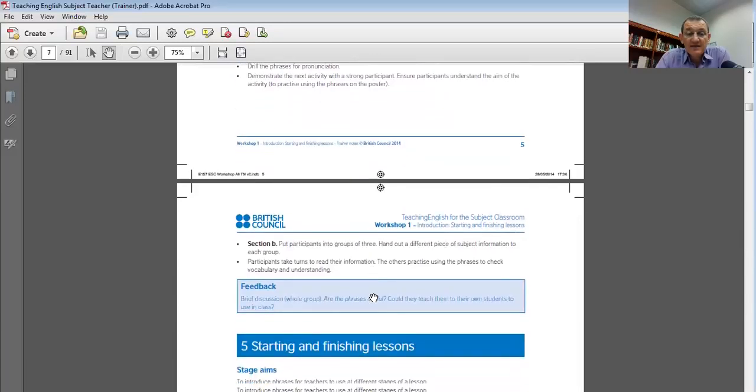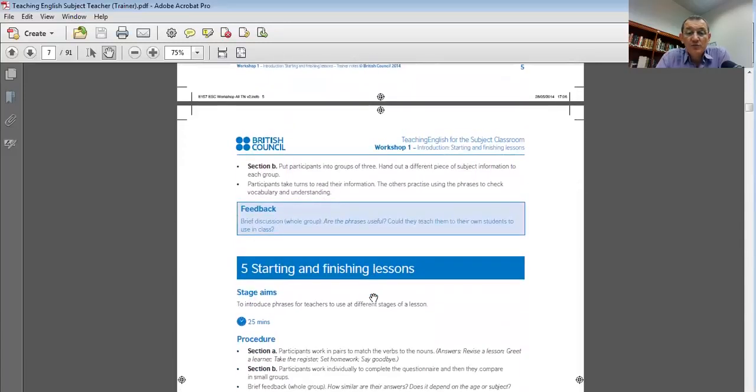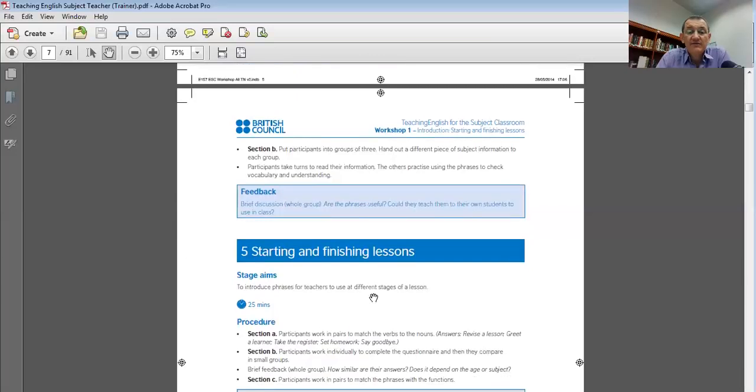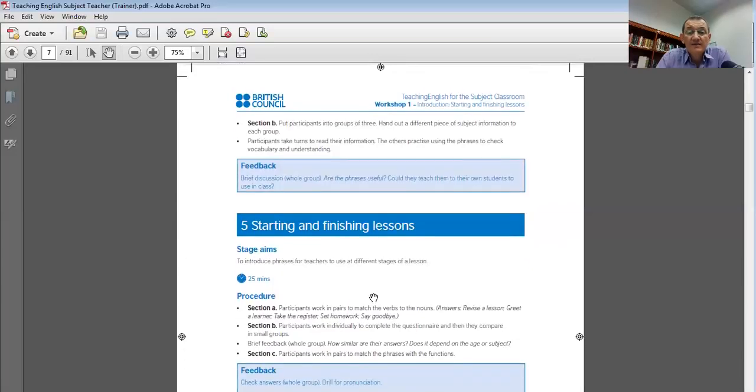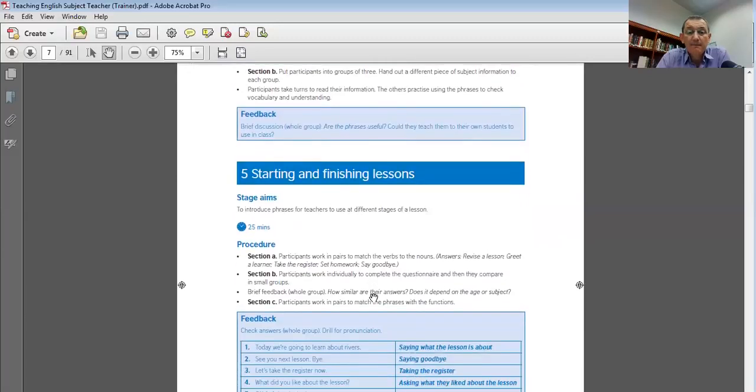The next section is, in groups of 3, you hand out different pieces of subject information to each group. Participants take turns to read their information. The others practice using the phrases to check vocabulary and understanding. Okay, you can conduct feedback in a brief discussion, but make it brief.